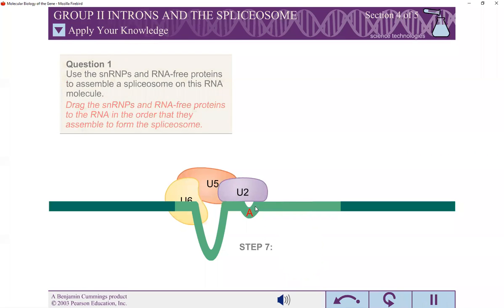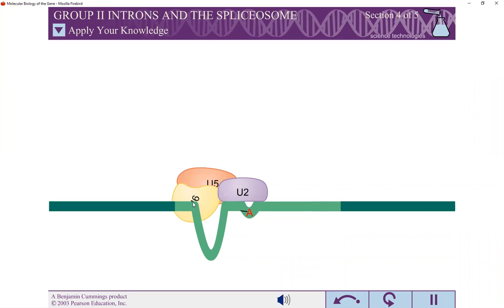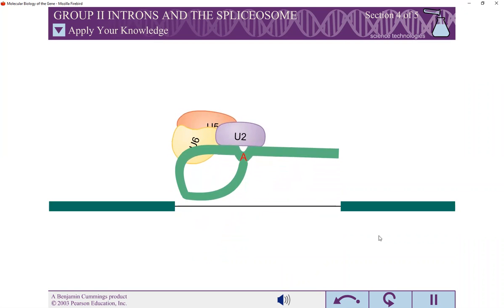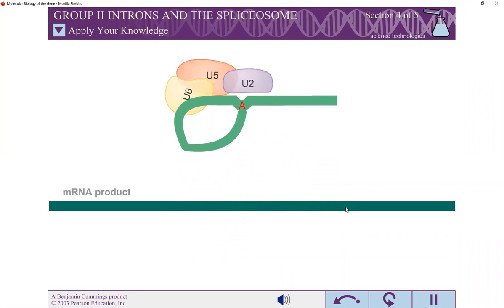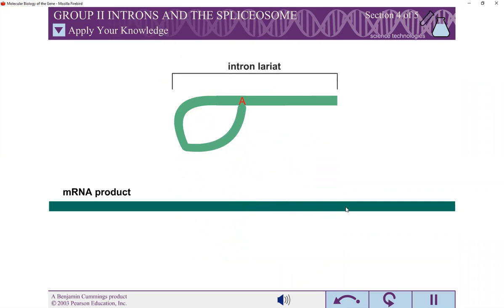Okay. Now the U6 will bind to the 5' splice site. The reaction will take place, and once the reaction takes place, it will lead to the formation of a loop-shaped structure. This is the structure that has been produced, and the removal of the molecules has taken place in the form of a lariat-shaped structure.